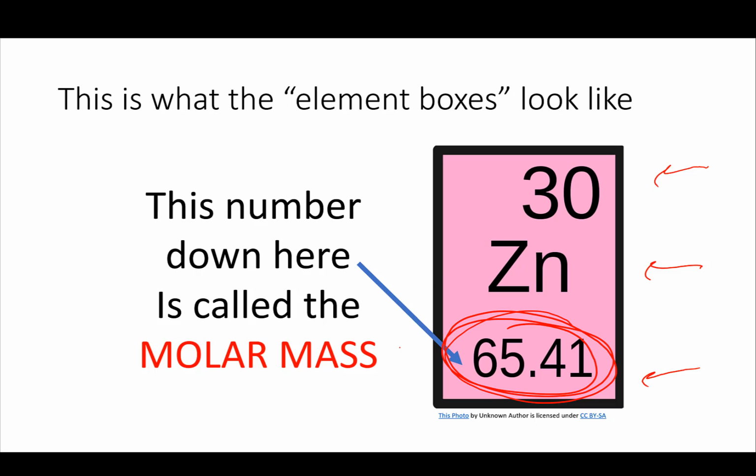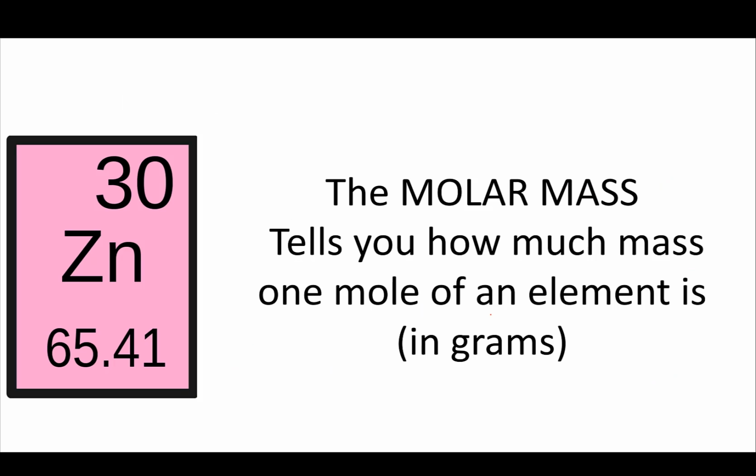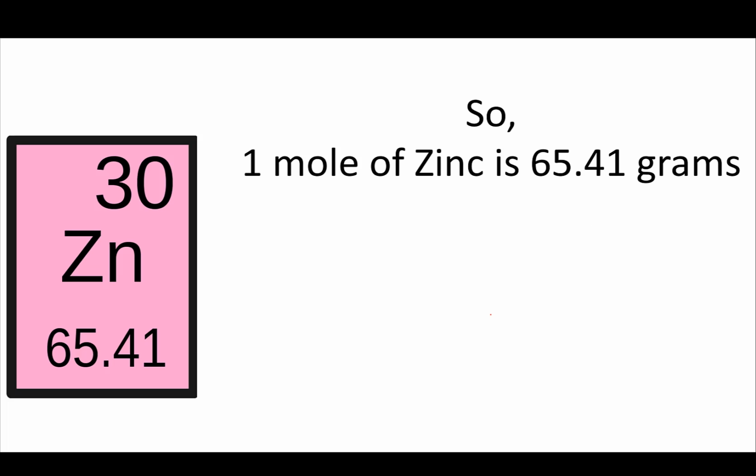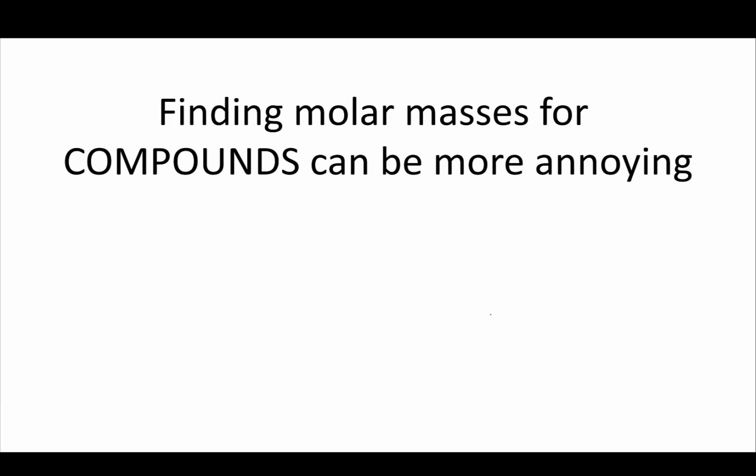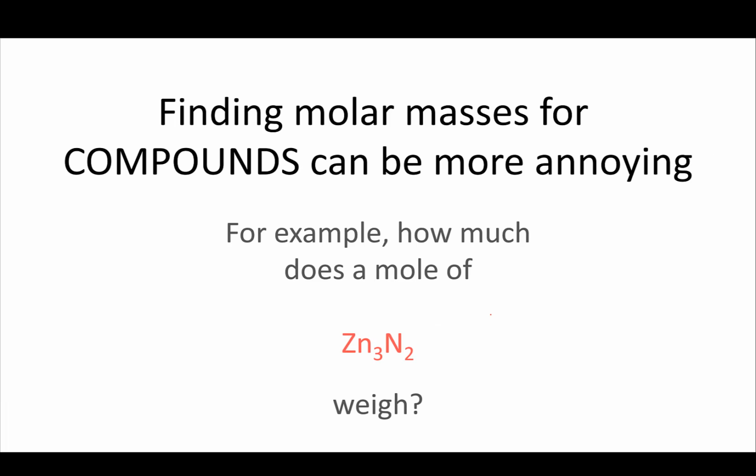So if you had 1 mole of zinc, it would weigh 65.41 grams. The molar mass tells you how much mass 1 mole of an element is in grams. So 1 mole of zinc, 65.41 grams. Finding the molar masses for elements is really easy. You just look it up either on the table or you can Google it. Finding the molar mass for a compound can be more annoying. For example, how much does a mole of zinc nitrate weigh?